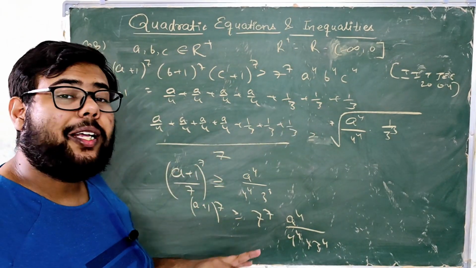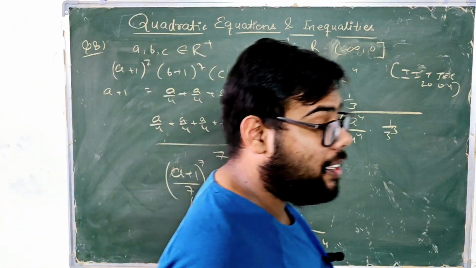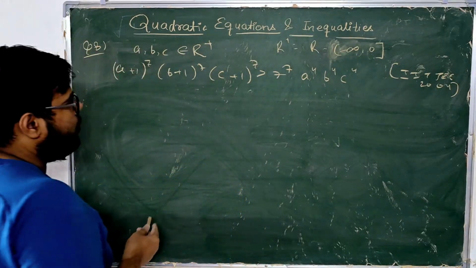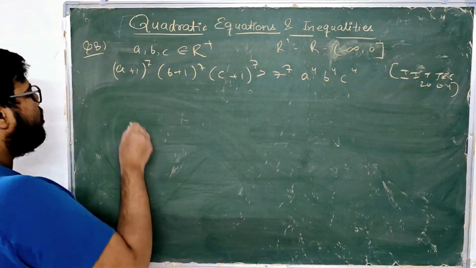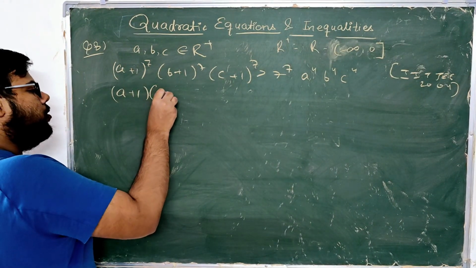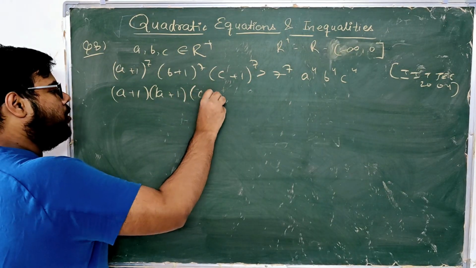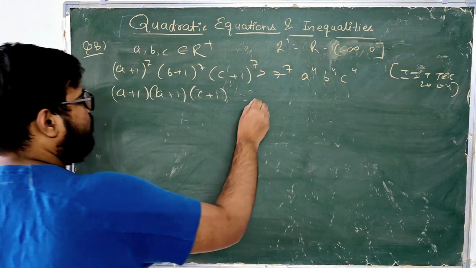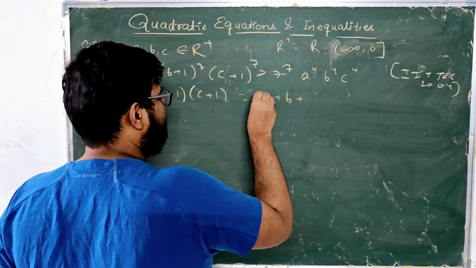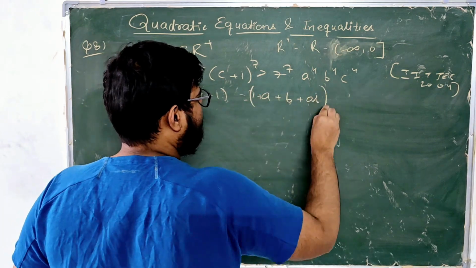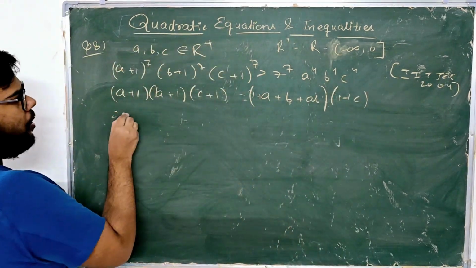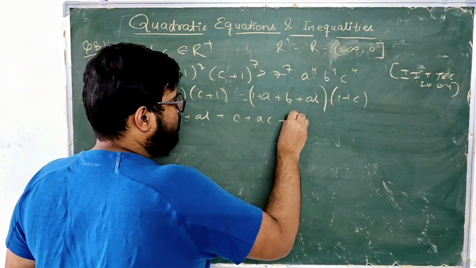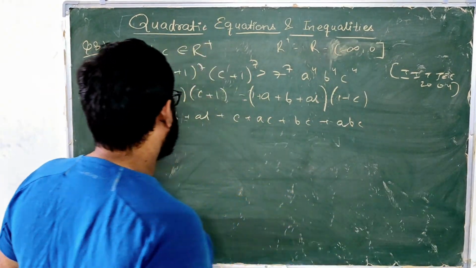So here you have to apply some other approach. Let me tell you that. And that's the point of discussing this question. Yeah. So we have this expression. So you can observe this expression. When you multiply, what will you get? (1 plus A) times (1 plus B) times (1 plus C). So when you multiply, you get 1 plus A plus B plus AB plus C plus AC plus BC plus ABC, right? You'll get this expression.